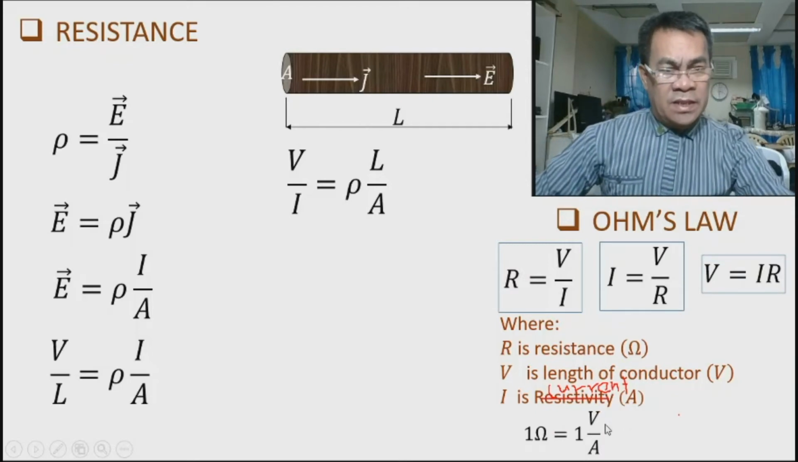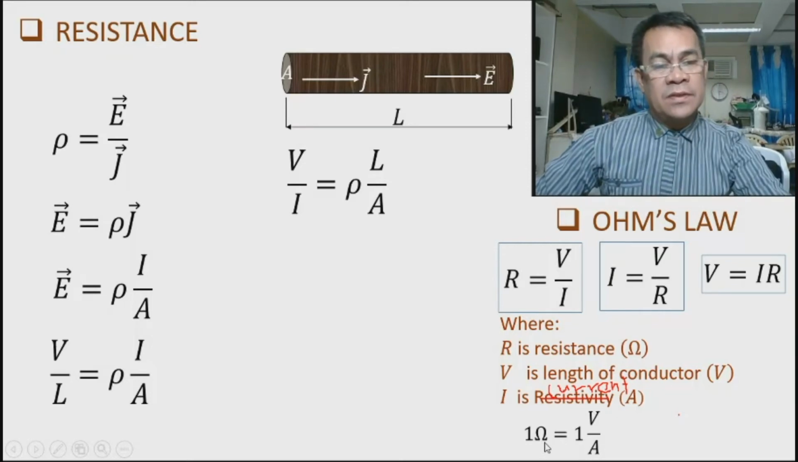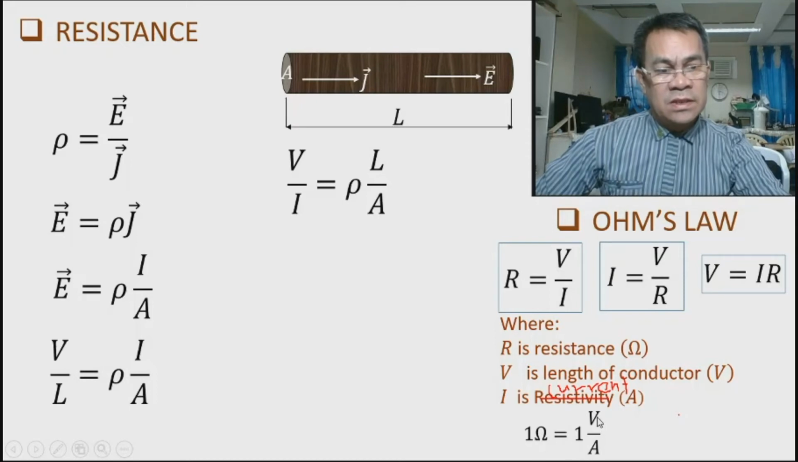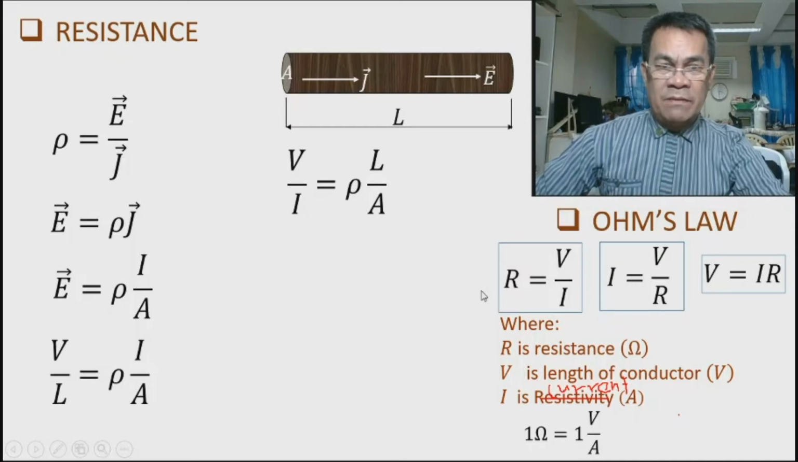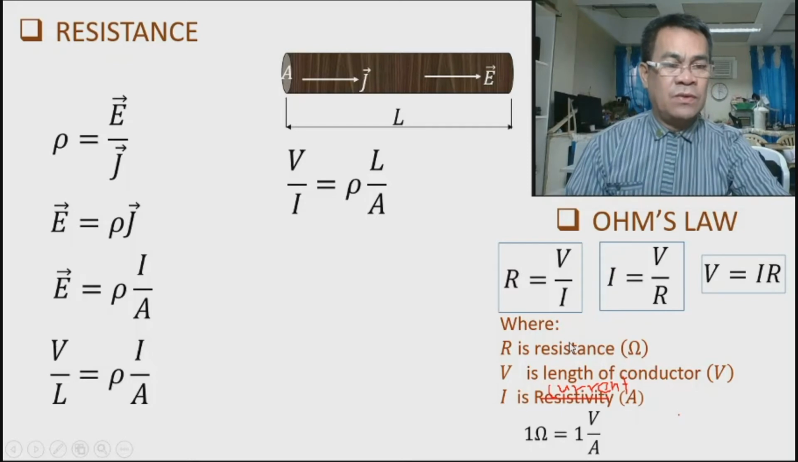So therefore, look at this one. The 1 ohm should be equal to 1 volt per ampere. So therefore, ohm means volt per ampere. That's why, if you remember in a previous slide, the unit of resistivity is ohm meter. Because the voltage over current in our previous slide is equivalent to ohms. You can go back to the previous slide. So it is actually coming from the Ohm's law principle.